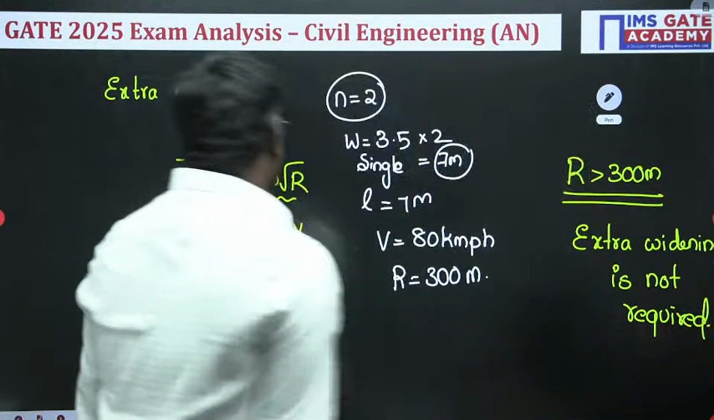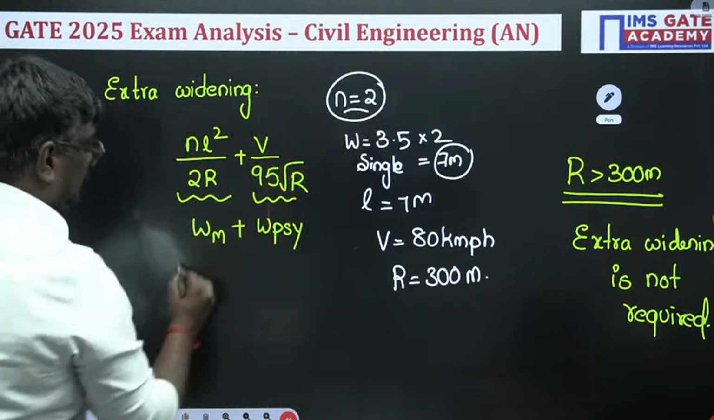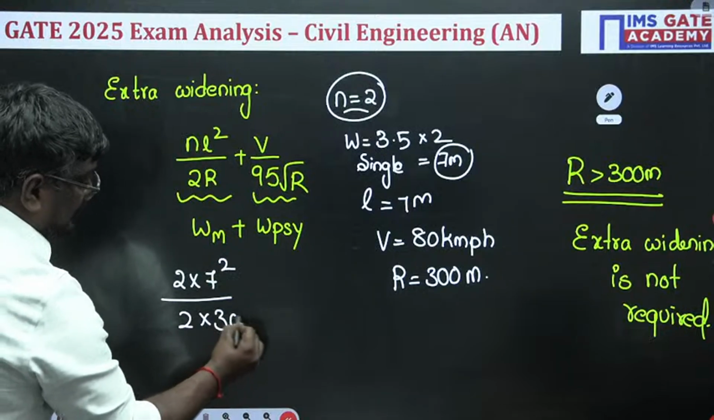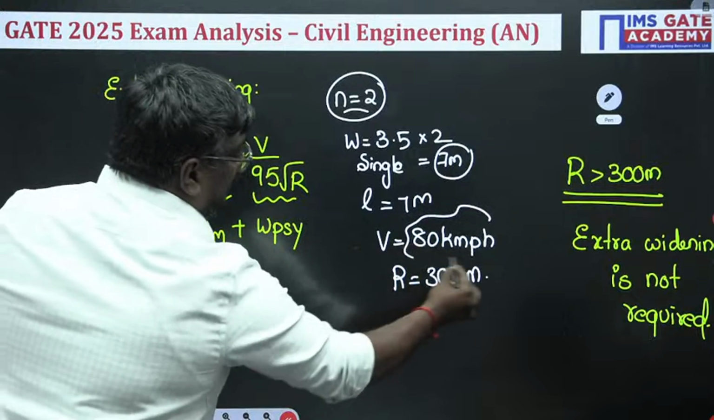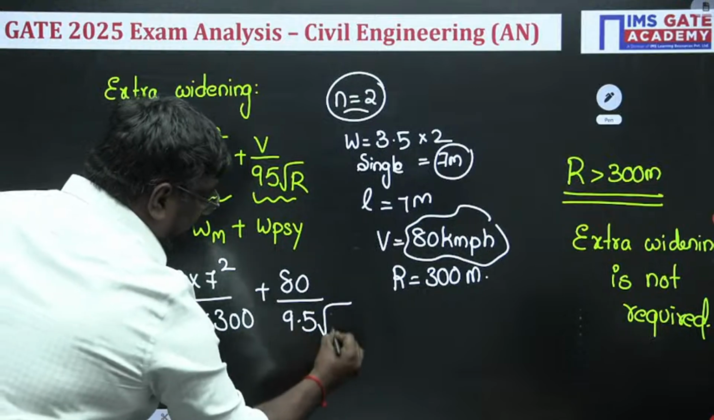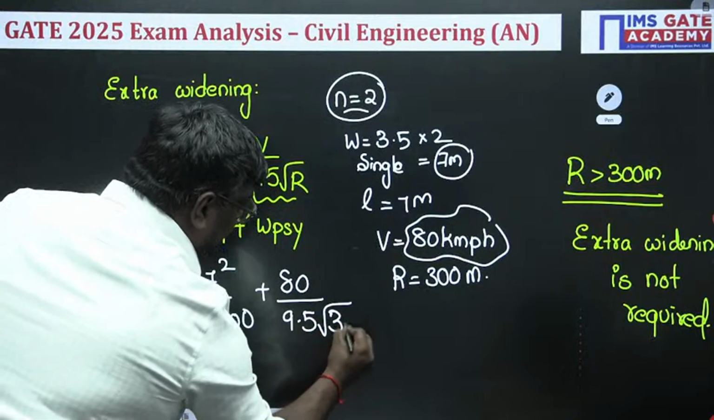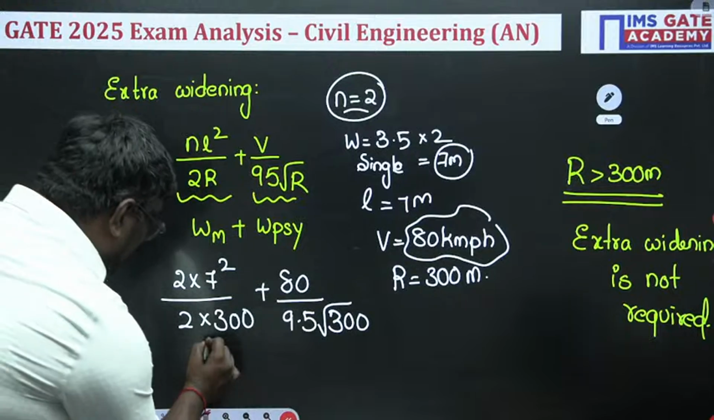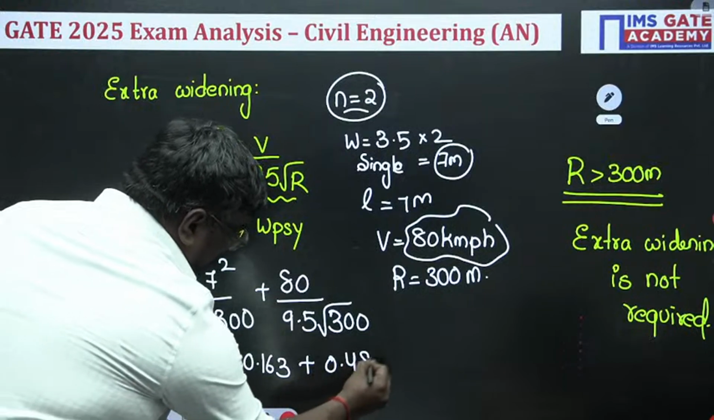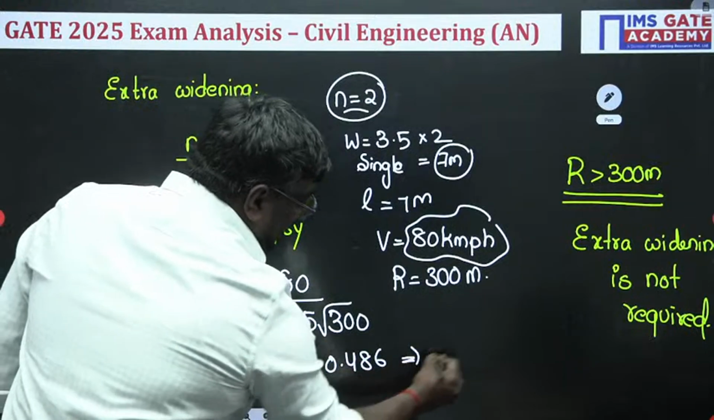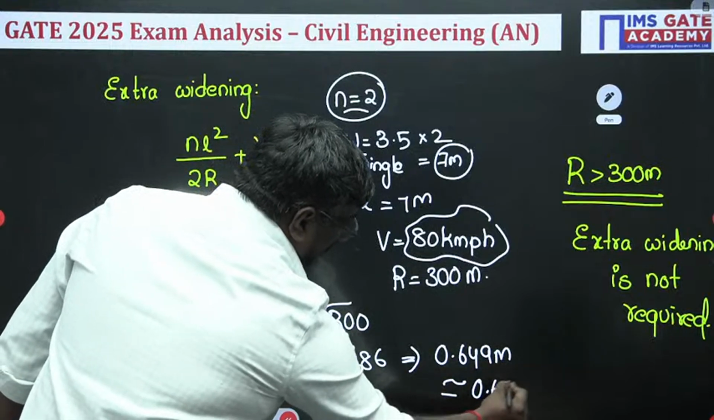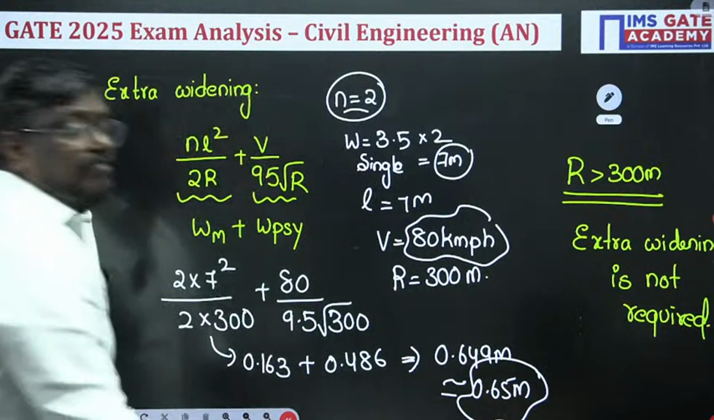So here what is the formula? What is the number of lanes? 2 lanes. 2 into length of the wheelbase 7 square, upon 2 into 300, plus velocity, which is 80 km per hour, upon 9.5 root R. Root R is 300 meter. So this value you will get 0.163, plus 0.486. So if you complete this, you will get 0.649 meter, or approximately 0.65 meter. So this is the extra widening, which is the final answer.